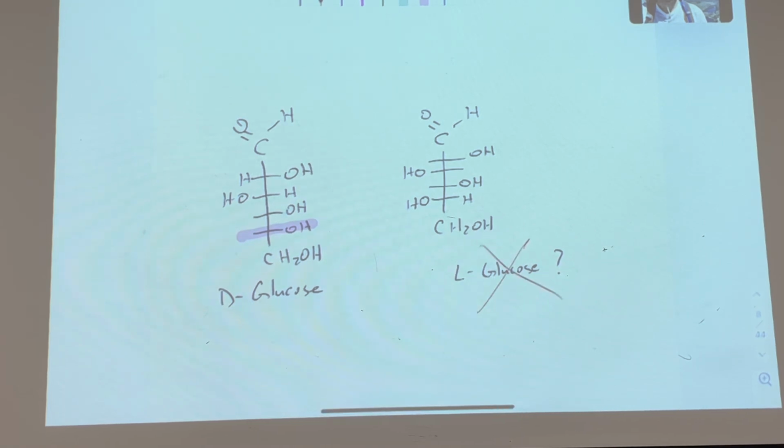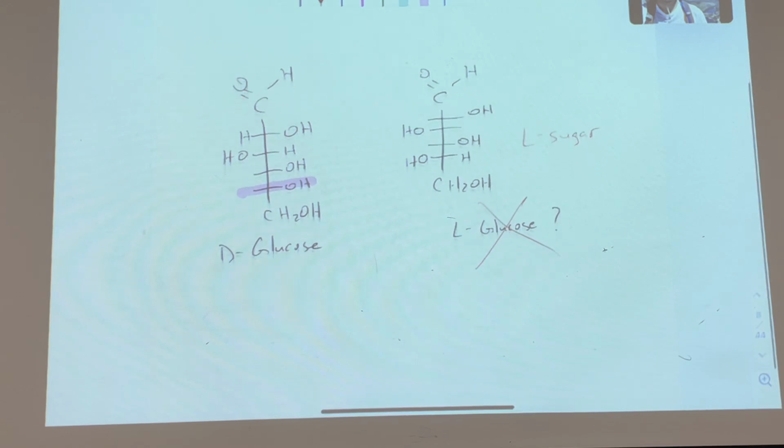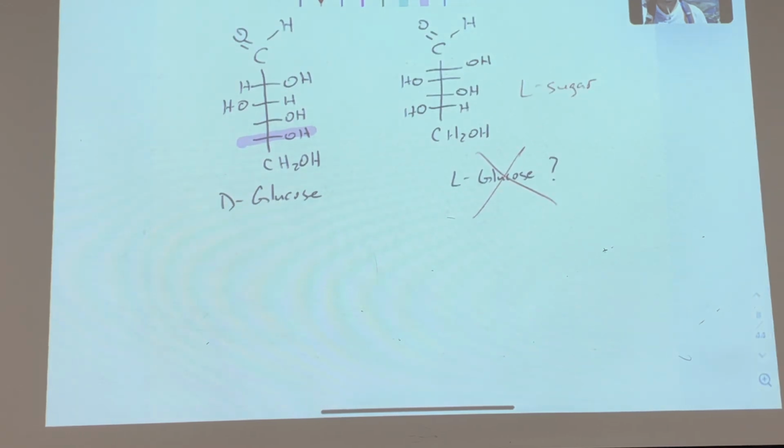All right. So yes, it is an L sugar because the chiral hydroxyl farthest from the carbonyl is facing left, but it is not L-glucose. Does that make sense? Does anybody have questions about that? Okay, then let's go on to the next topic.